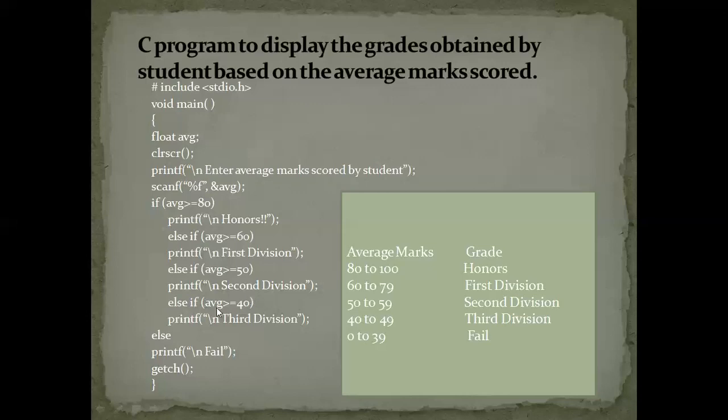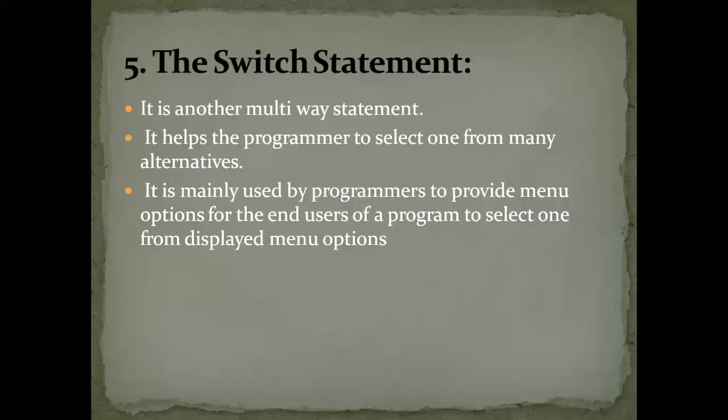Else if average is greater than or equal to 40, then third division. Okay, else, what is the last condition? That is, if between 0 to 39, then it will be fail. So this is how we can make use of the else statement to execute the program of grades obtained by the student based on the average marks scored.